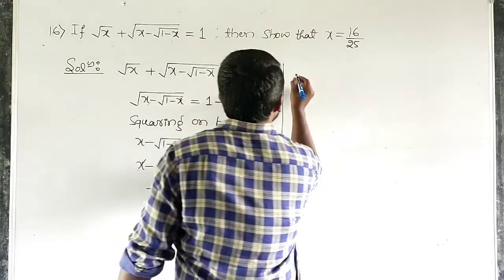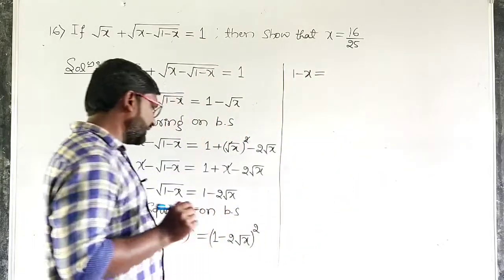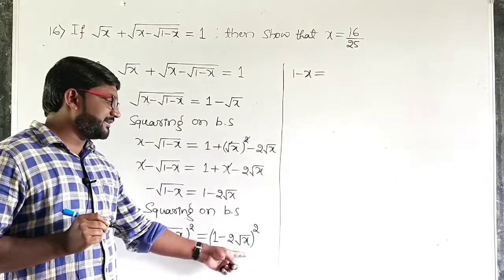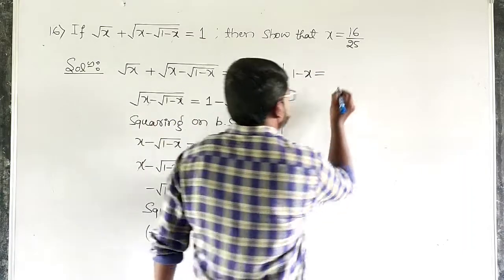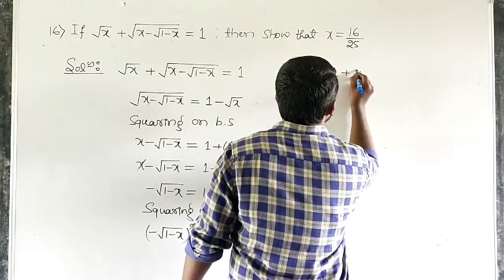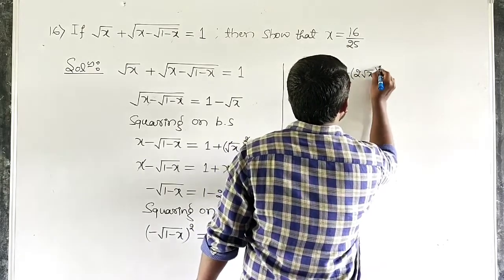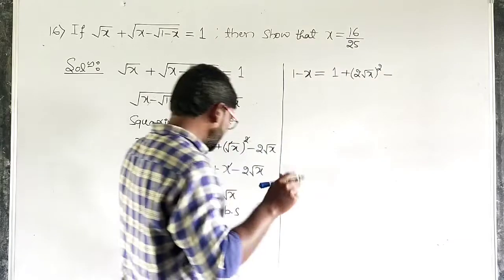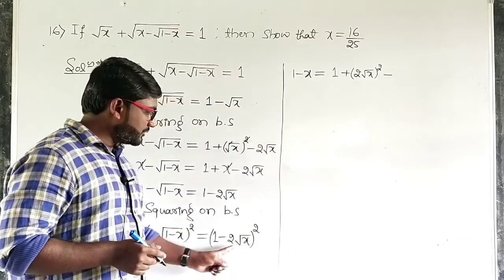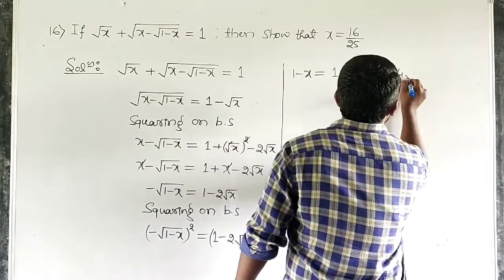So here we get 1 minus x, which is equals to, so now expand this in the form of (a minus b) the whole square. a square, that is 1 square, plus b square, that is (2 root x) the whole square, minus 2ab. 2 into 1 into 2 root x will be 4 times root x.